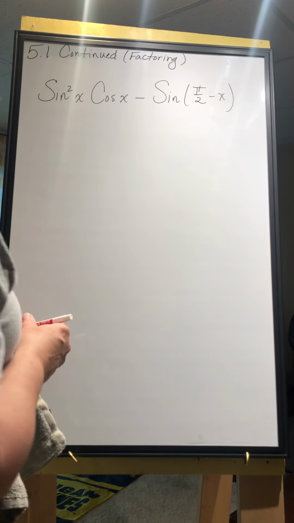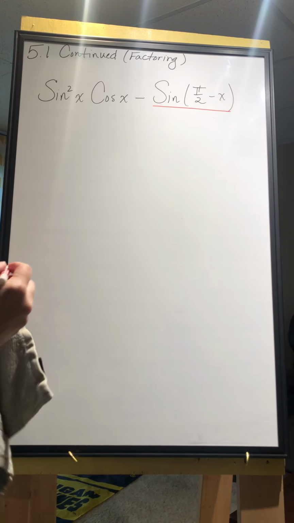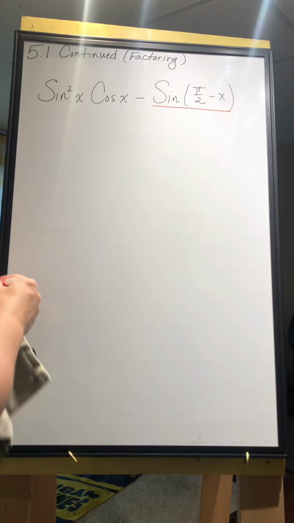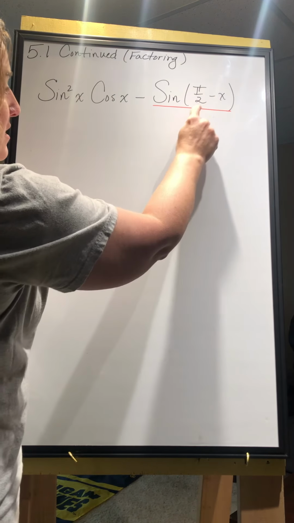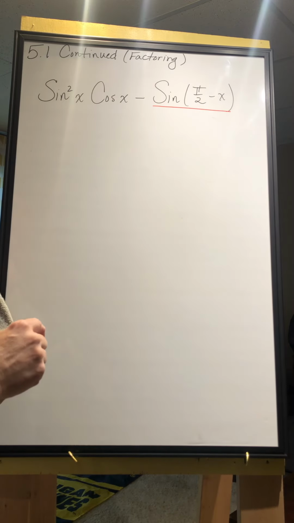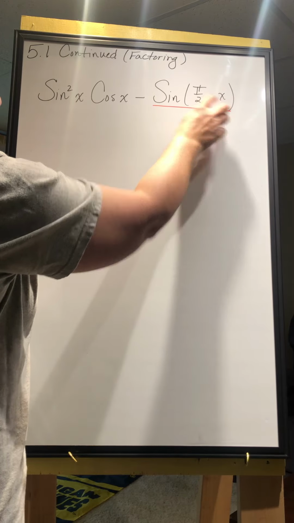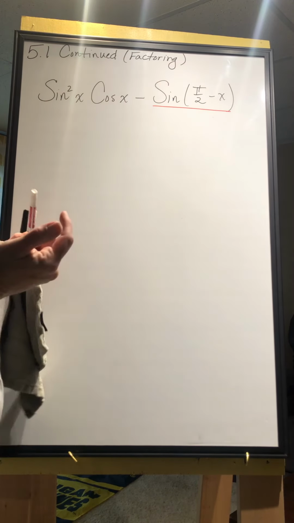So first thing I'm going to notice right away is that we've got this right here, this sine of pi over 2 minus x. So this has to be a minus, this has to be pi over 2, and this has to be either x or theta. And that is an identity. We can replace the sine of pi over 2 minus x with its cofunction.